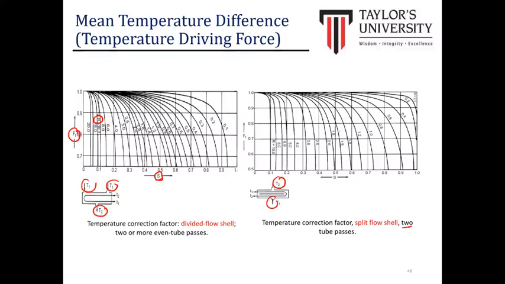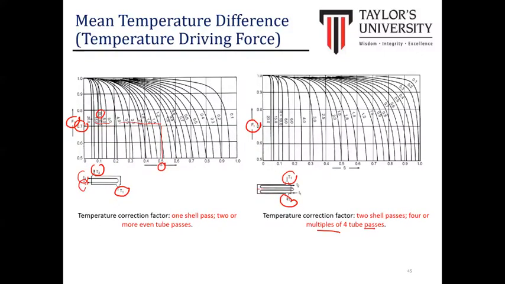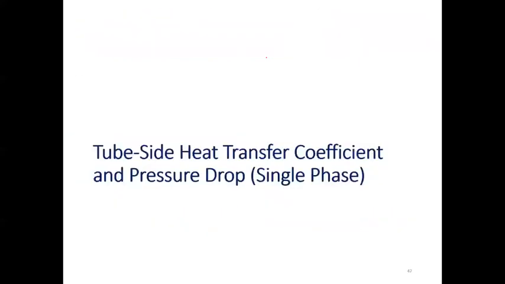So to determine the correction factor, you can either use the equation or you can define it from this diagram. And then next we will move to the tube and also shell side heat transfer coefficient, including the pressure drop.